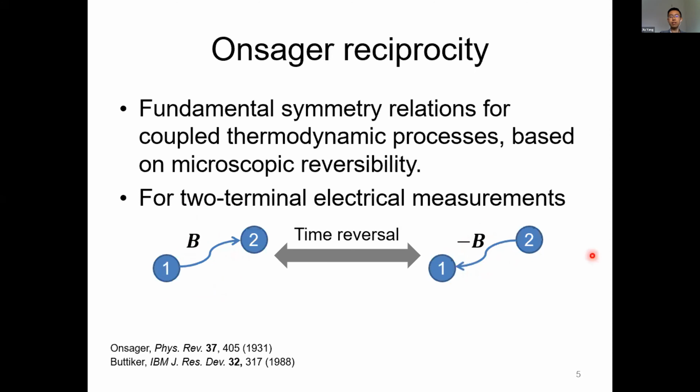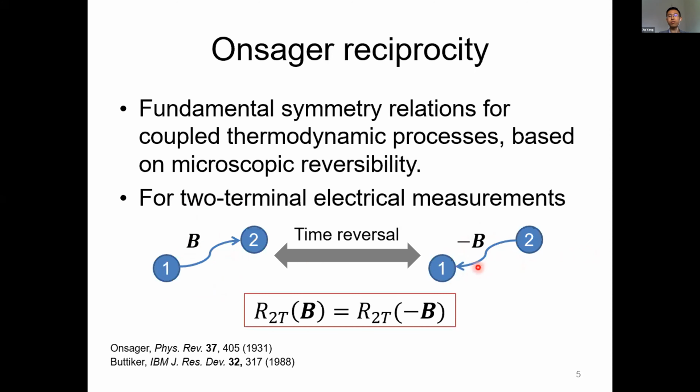And these two time-reversed processes, for the electron, they experience the exact same pathway. So they experience exactly the same resistance. And this is indeed one of the most fundamental requirements of Onsager reciprocity on two-terminal electron transport experiments, and that is the two-terminal resistance that you measure cannot change when you reverse the total magnetic field. This is a very fundamental requirement from Onsager reciprocity, and it is very strict in the linear response regime.